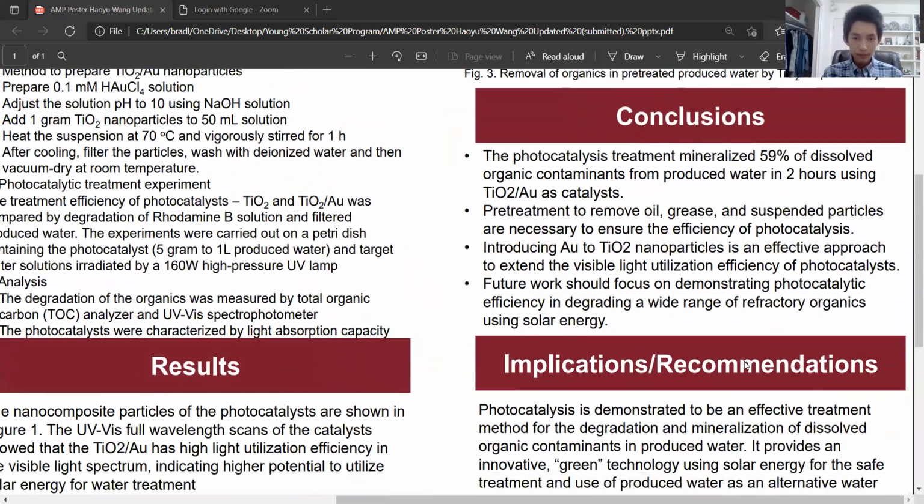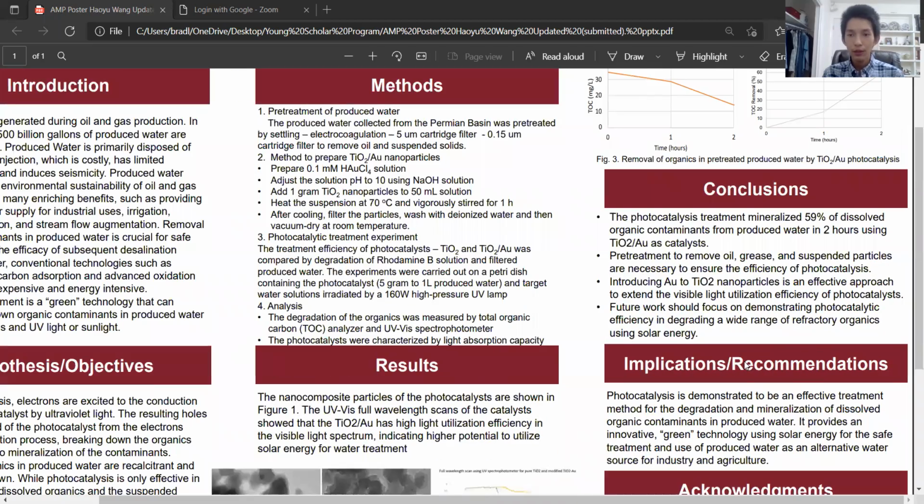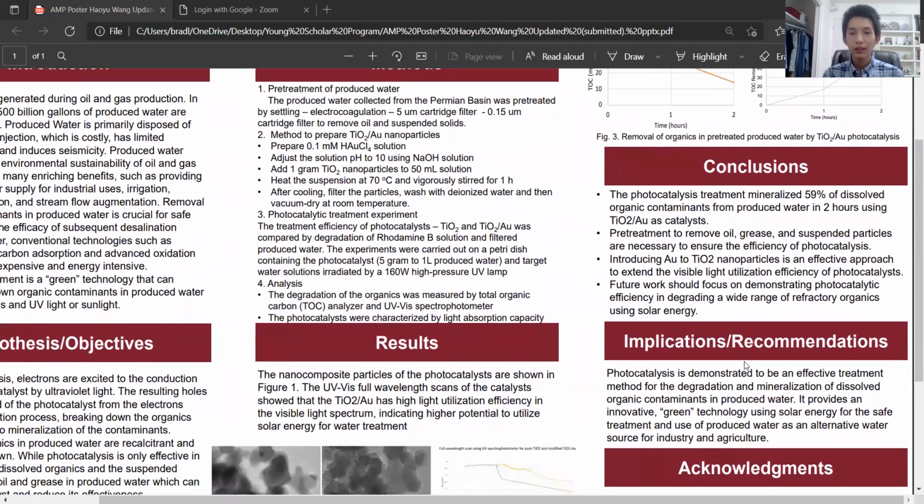So for conclusions, the photocatalysis treatment mineralized about 59% of dissolved organic contaminants from produced water in 2 hours using titanium dioxide gold-coated nanoparticles as catalysts. Pretreatment to remove the oil and grease and suspended particles is necessary to ensure the efficiency of photocatalysts. And introducing gold to titanium dioxide nanoparticles is an effective approach to extend the visible light utilization efficiency of photocatalysts and increase their efficiency. The future work should focus on demonstrating photocatalytic efficiency in degrading a wide range of refractory organics using solar energy.